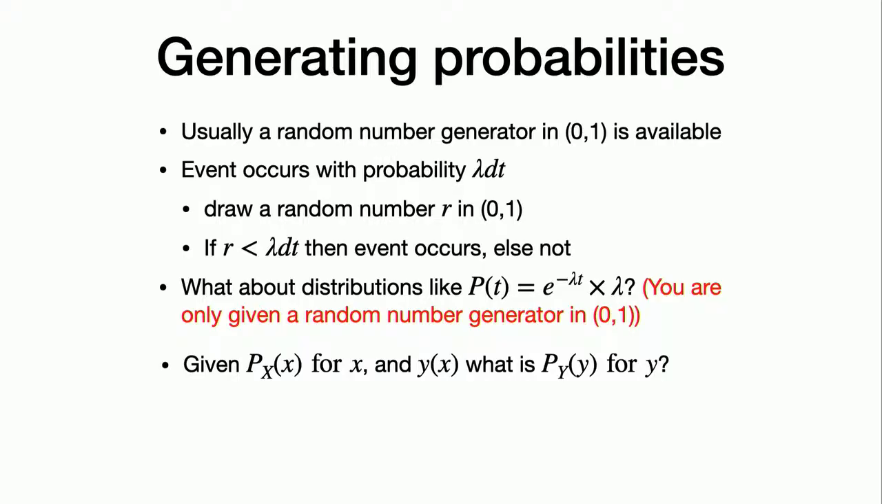But what about distributions like an exponential distribution of this kind, when you are only given a random number generator in 0, 1? Nowadays, maybe people use Mathematica or Python, where you can just say generate an exponential distribution. But still you might have some distribution which you do not know, and you are only given a random number between 0 and 1. So you would like to ask, how do you generate such distributions on a computer? I can state it a bit more abstractly. Given the distribution for x and a relation between y and x, can I find out what is p of y? That is the question being asked. This we did earlier, but I will just repeat this one.